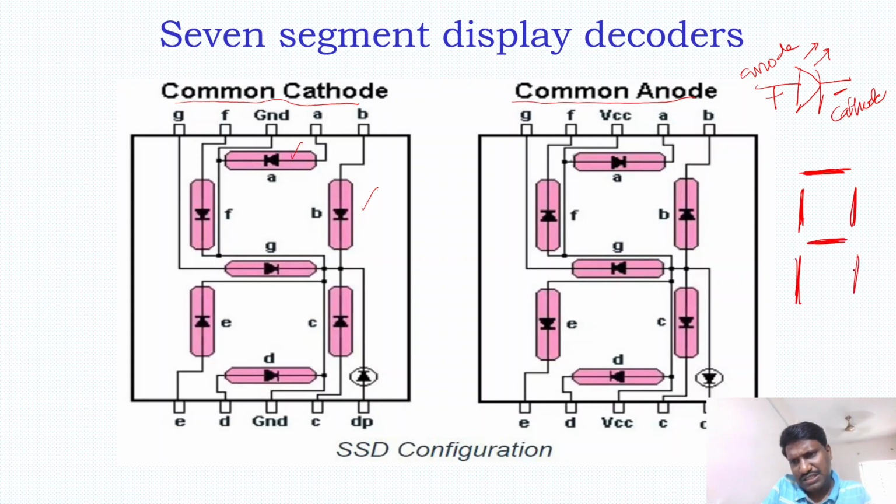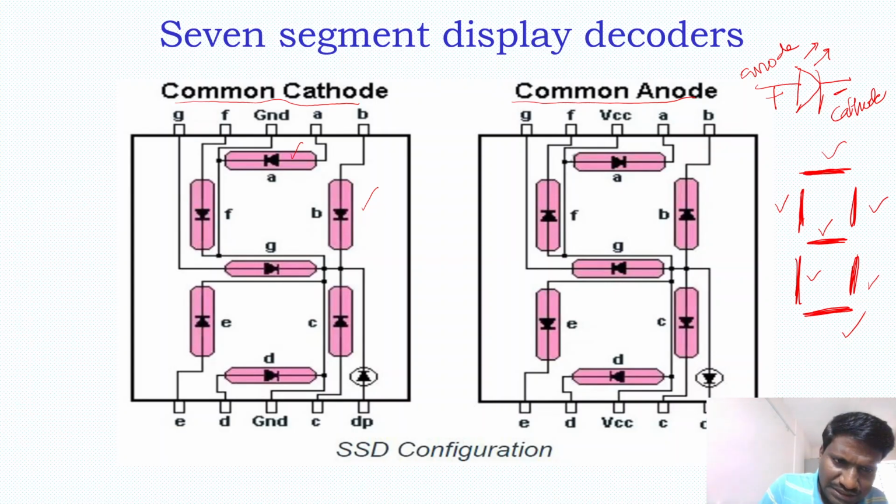There are 7 segments. In each segment there will be a diode. So in this segment there is a diode, in this segment there is a diode, in this segment there is a diode. So 4 plus 3, 7 diodes. How are they represented? They are represented as A, B, C, D, E, F, G. There will also be a decimal point, which will be represented as H.